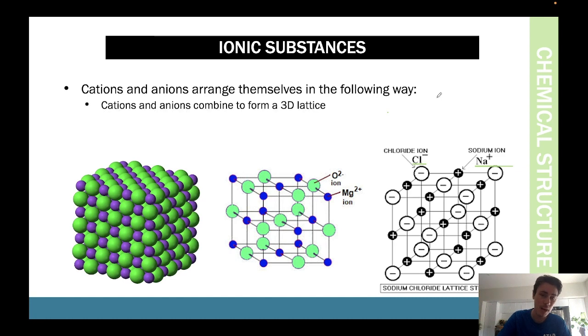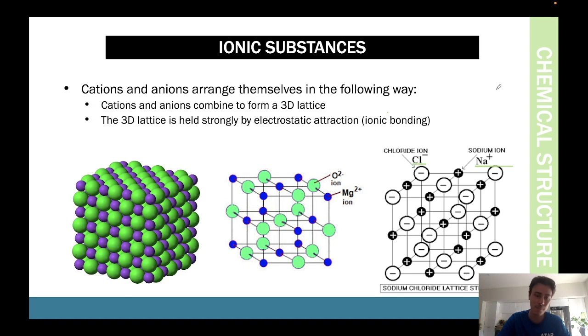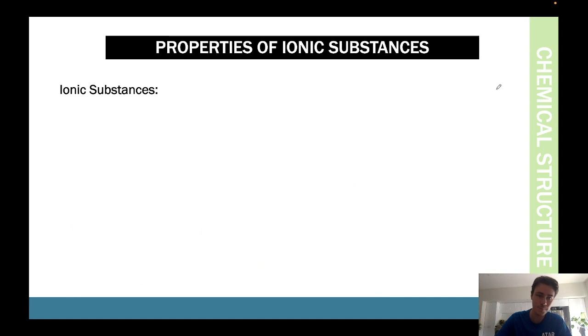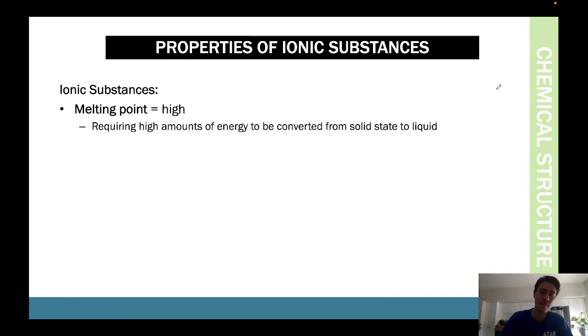And essentially what happens is the cations and anions combine to form a 3D lattice. So these join by just attractive forces. These join because there's a negative and a positive charge and they're just attracted together. The 3D lattice is held strongly by electrostatic attractions. For example, NaCl, as you can see there, every sodium is surrounded by 6 chloride ions.